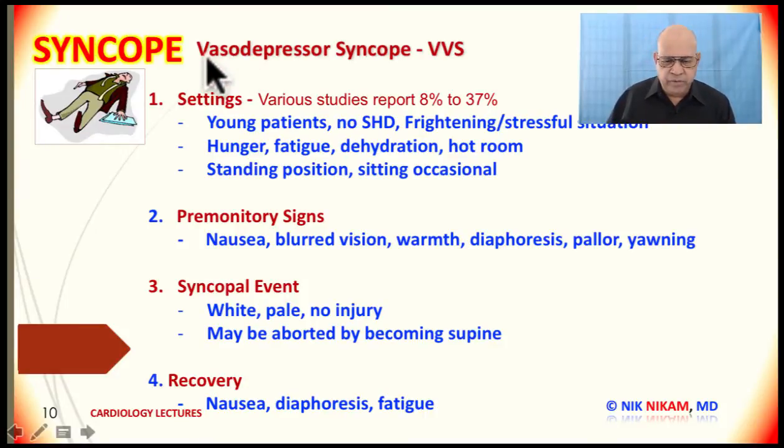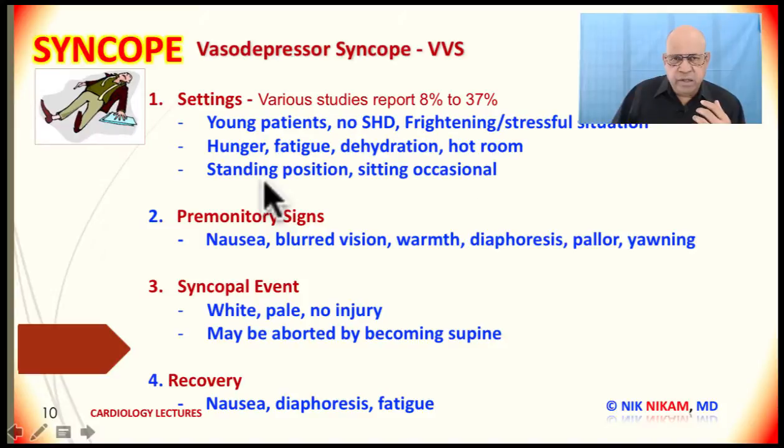The most common of which we know is the vasodepressor syncope, or common faint. This is one of the most frequent causes of syncope. It accounts for 8 to 37% depending on what study you look at. This is generally seen in young patients without any structural heart disease. It is usually precipitated by a frightening, stressful situation. It can also be brought on by hunger, fatigue, dehydration, or a hot, humid environment.